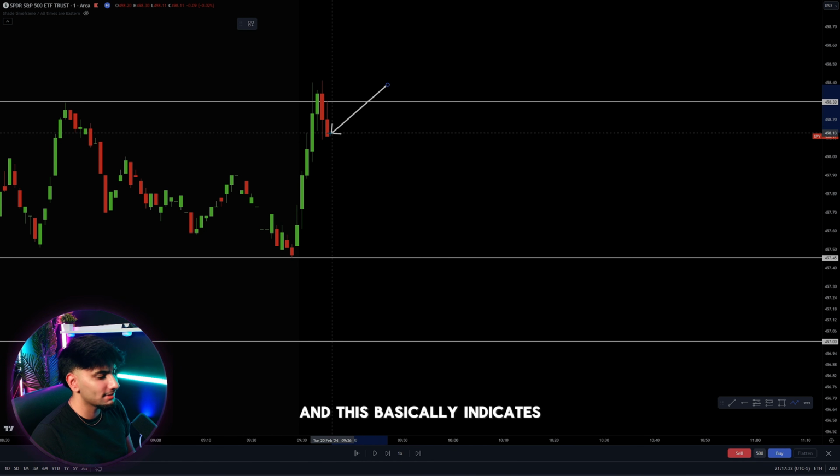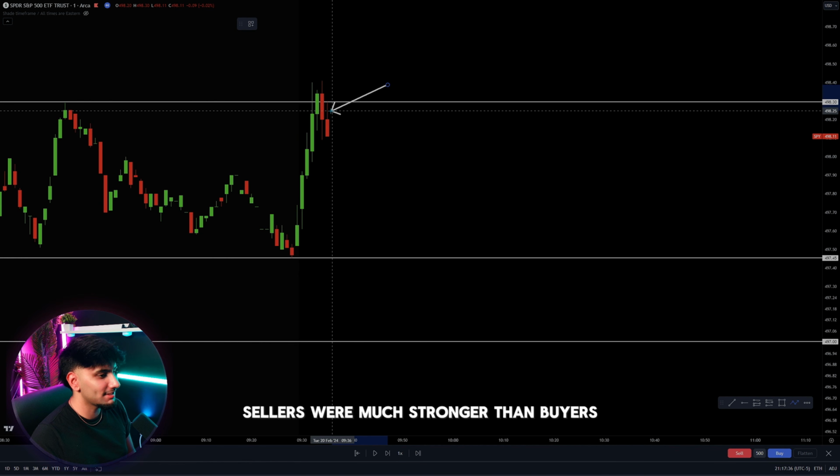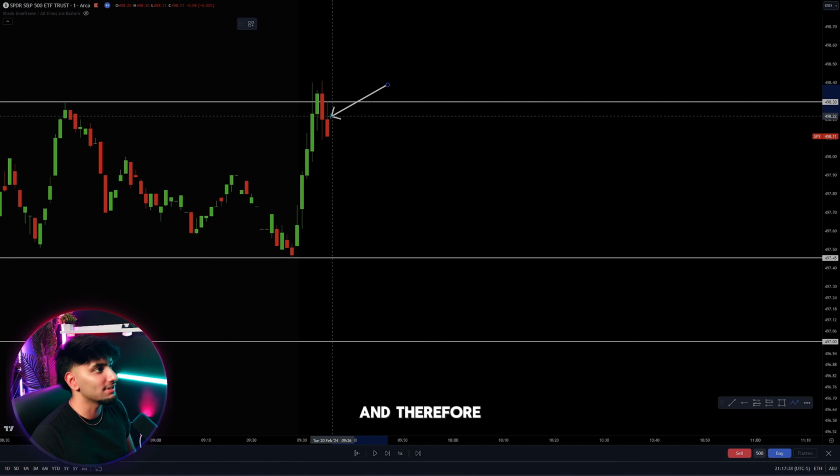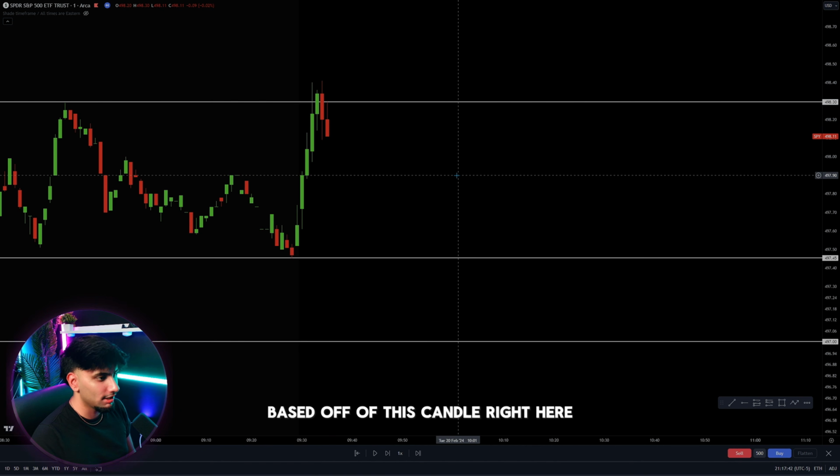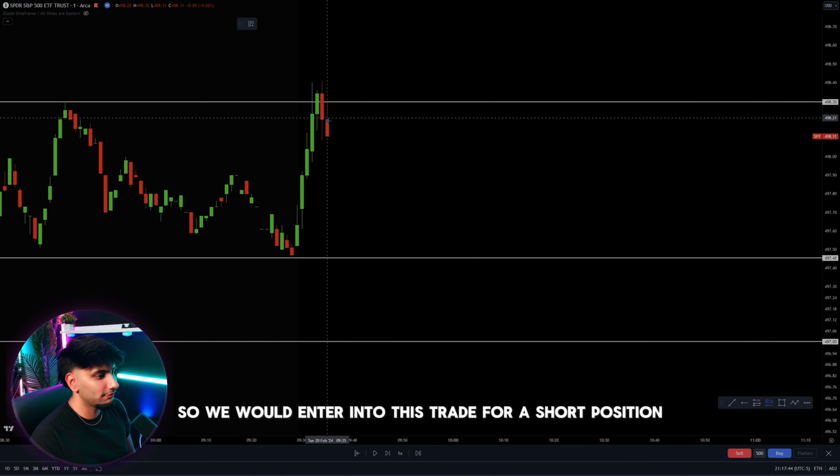And this basically indicates that buyers did try to bring this up, but because of this wick, what this tells us is sellers were much stronger than buyers. And therefore we can enter into the trade based off of this candle right here. So we would enter into this trade for a short position.